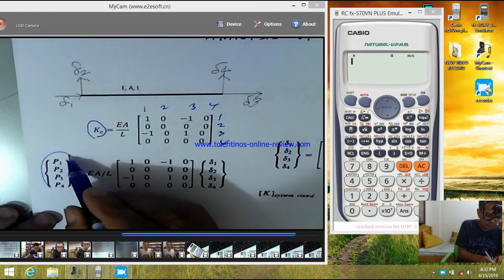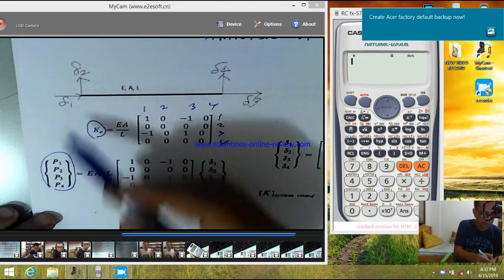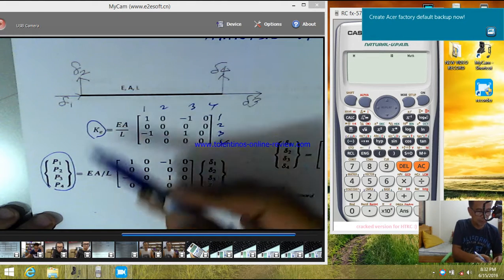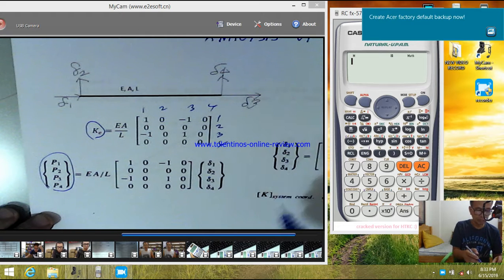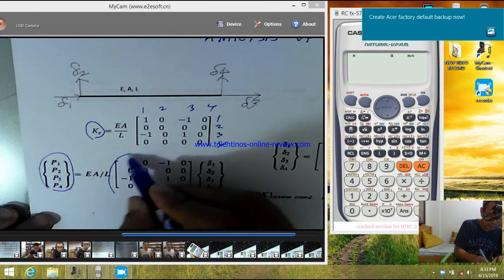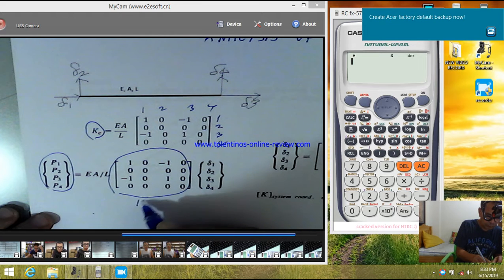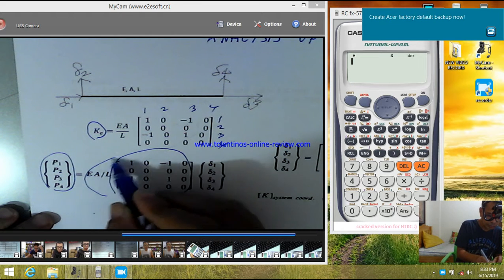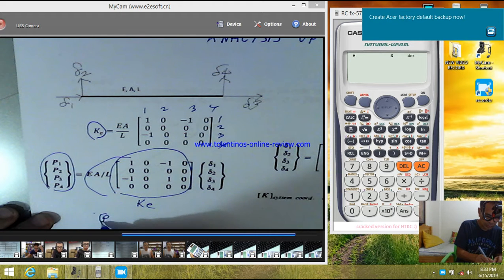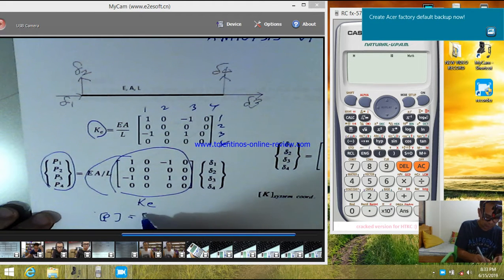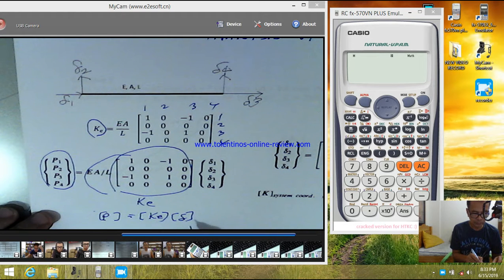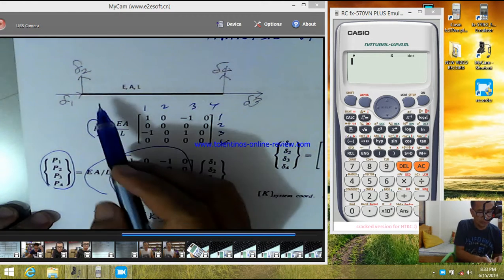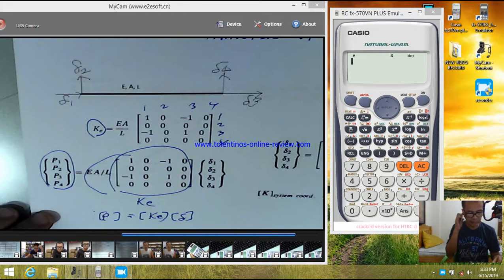Actually, ito yung mga forces now associated with delta 1, P1 associated with delta 1, P2 associated with delta 2, P3 associated with delta 3, P4 associated with delta 4. Now, if you notice, itong matrix na to is our K element, yung buo na to. So actually, our P matrix is equal to K element times delta matrix. Yung delta, ang tawag dito, local displacement. Okay? So, that is just along the line at saka perpendicular to the line.